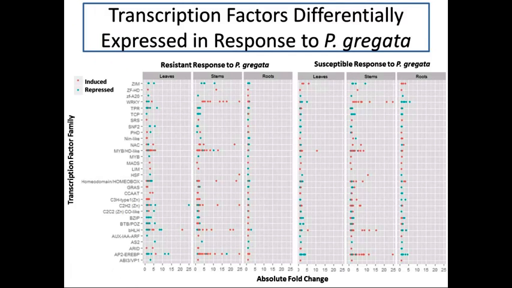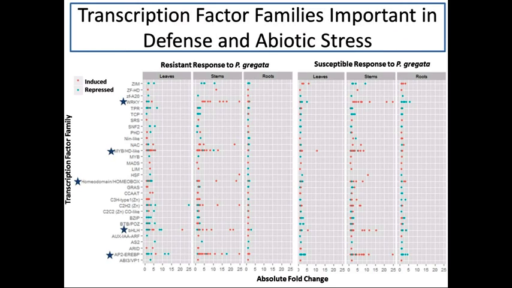We also looked at transcription factors that are significantly differentially expressed in response to infection. There were 30 different transcription factor families differentially expressed, and we looked at the response in the resistant genotype and the susceptible genotype in response to infection in all 3 tissues. A circle that's red is induced, and a circle that's blue is repressed. Several transcription factor families really stood out, like WRKY, MYB, homeobox, basic helix-loop-helix, and AP2/EREB families. These transcription factor families are known to be important in the defense and abiotic stress responses.